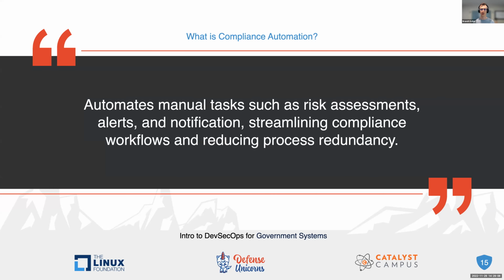How can we get to ATO faster and continuous authority to operate, not only faster, but more reliably with better assurance? Reproducibly validating compliance for this continuous authorization is very important. And I'm going to get to continuous compliance later in the slides.